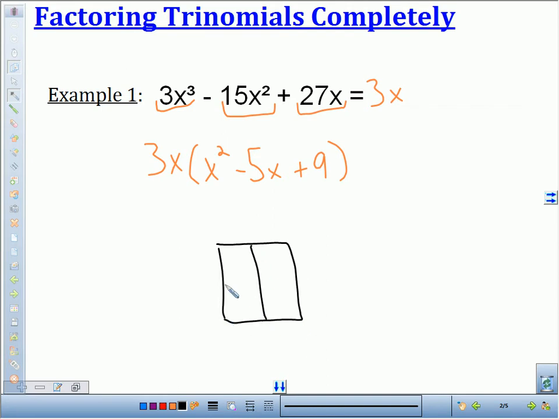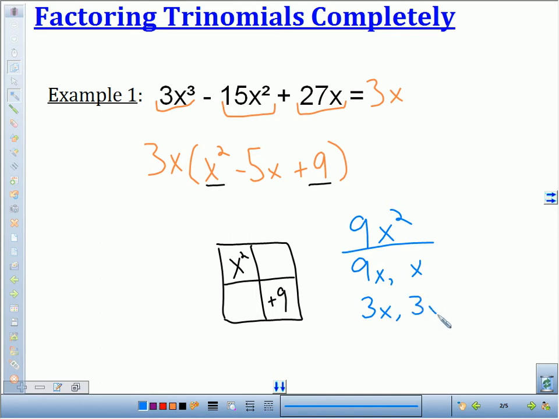We draw our box. We put the first term in top left and the last term in bottom right. For the purposes of this, I'm not looking at 3x. I'm just looking at what's inside the parentheses. Now I multiply together 9 times x squared. I get 9x squared. Now I would want the factors of 9x squared that add up to negative 5. My factors of 9x squared are 9x and x, and 3x and 3x. There aren't any other factors of 9x squared that I can see.